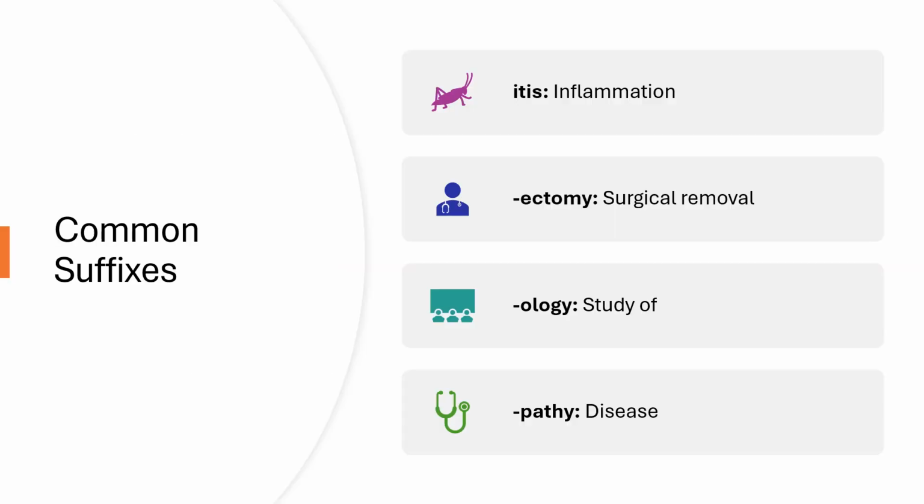Okay, so some common suffixes. Again, suffix is at the end of that root word. We have itis, which means inflammation. So if you've ever heard the term arthritis, that means inflammation of the joint. Arthr means joint. Ectomy is surgical removal. Ology is the study of, and pathy is disease. So if you notice on ectomy, ology, pathy, itis should have one as well, the little dash before it, that means there's a word that usually comes before it. So your root word would be found there, and these are all suffixes.